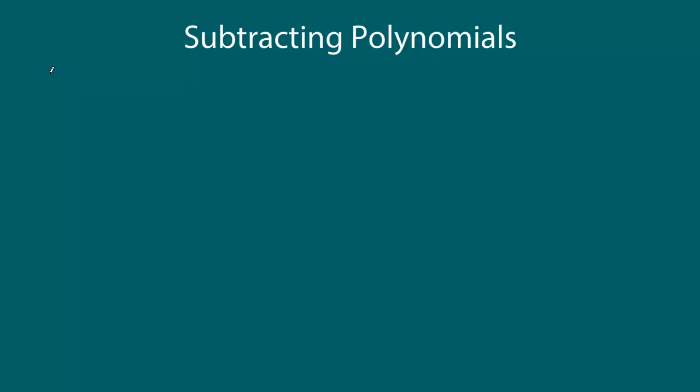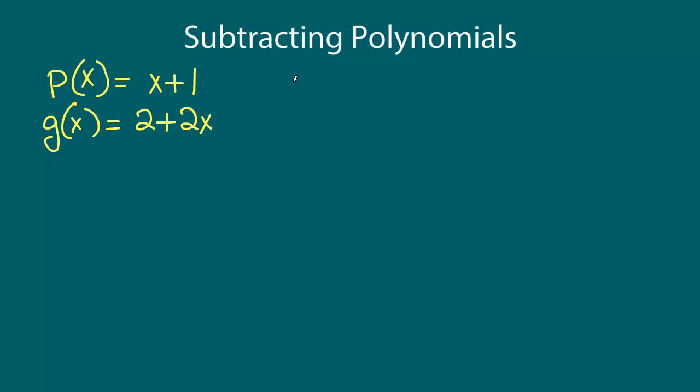Let's take the same examples that we took when we were looking at adding two polynomials. Let's say our first polynomial, a polynomial in variable x, is p(x) = x plus 1. Our second polynomial, let's call it g(x), is 2 plus 2x. And what we are trying to do is find the polynomial p(x) minus g(x). This is what we are trying to find out.